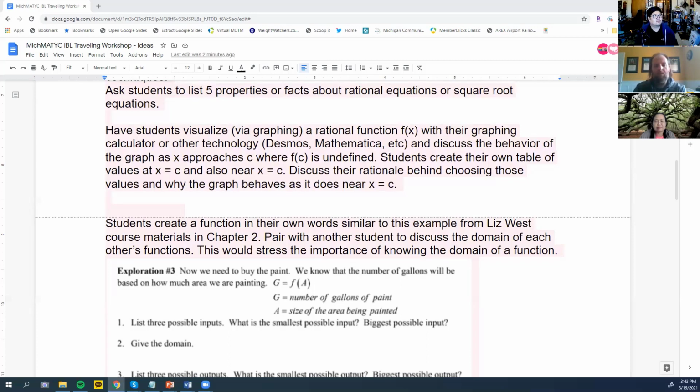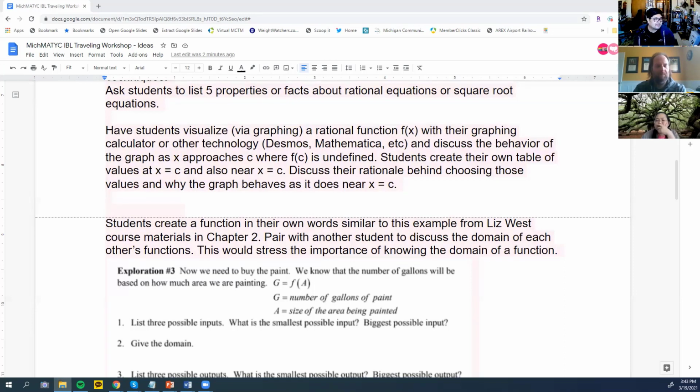I ask them to use values that are very close to the value that would make the denominator 0. That way they can see what the behavior of the graph would be when they get really close to the undefined point where x equals c, and just study the graph basically. So I focused on rational functions, I guess.